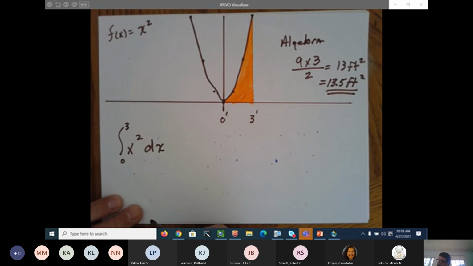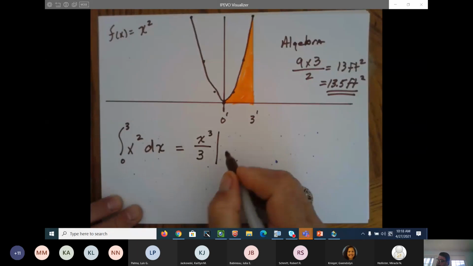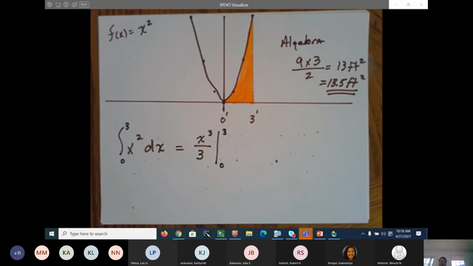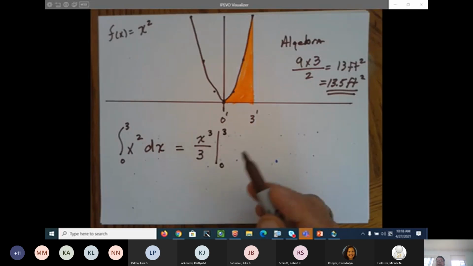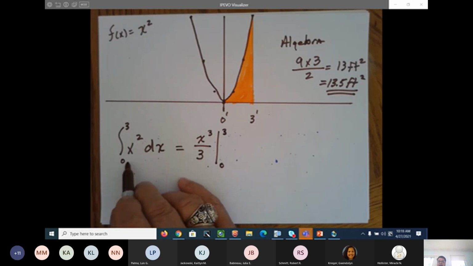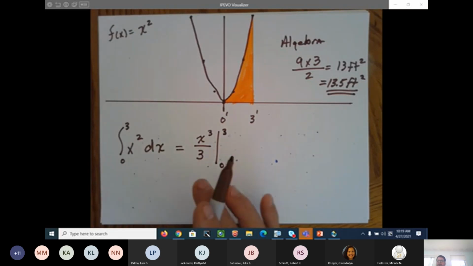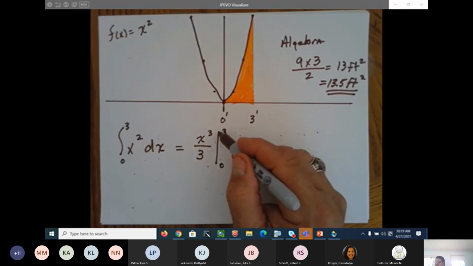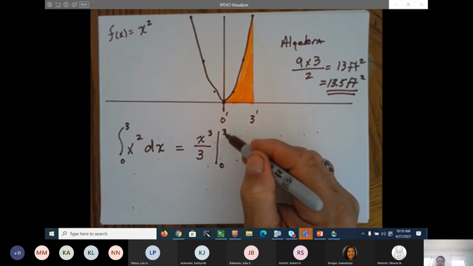But anyway, so x to the 3rd over 3 evaluated at 0 and 3. Now, what did I just do? Well, I just took the antiderivative, and instead of adding the c, because I've got a definite integral here, I don't worry about the c. I put evaluated. That's what that line means. Evaluated at 0 and 3.